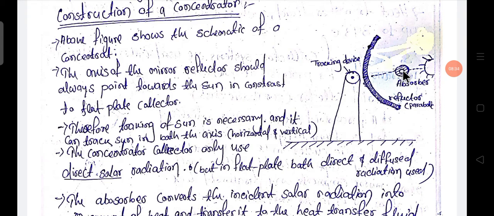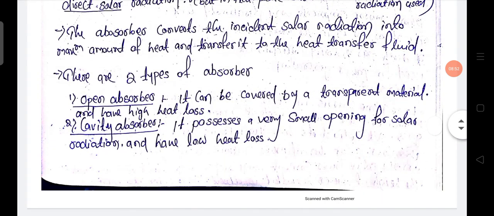Okay, and inside the pipe there is a thermal exchanger fluid, which exchanges the heat received by the absorber to the working place. There are two types of absorbers. This absorber can be classified into two types. One is open absorber, one is cavity absorber.